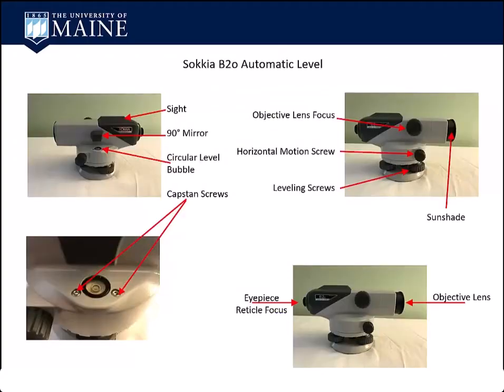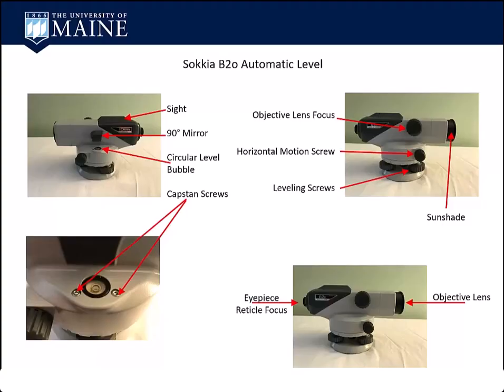The parts: there is an eyepiece, that's where you'll look through and you see the reticle, that's the crosshairs in the eyepiece. That's where you're going to focus the eyepiece to get the crosshairs sharp, and as you adjust the reticle, you'll be changing the focus so that you find that point where the crosshairs are sharp and you can read the rod clearly.